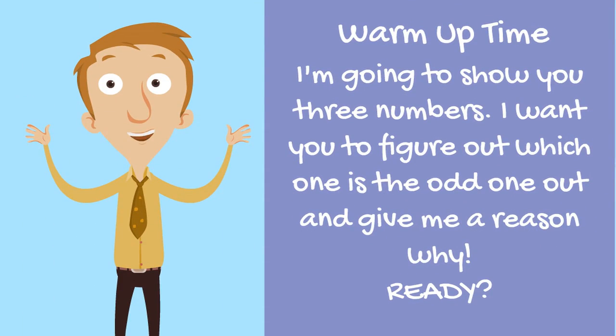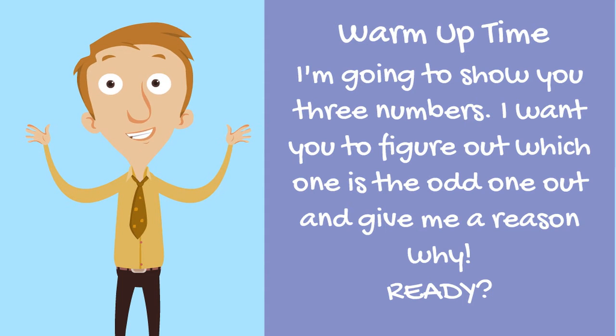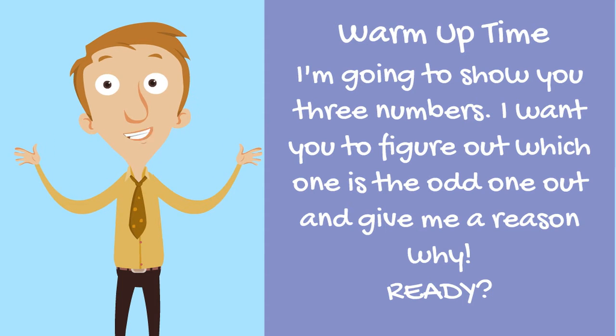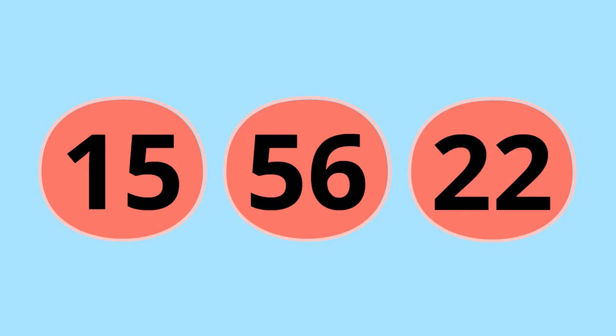I'm going to show you 3 numbers. I want you to figure out which one of the 3 numbers is the odd one out, and give me one reason why. Are you ready? Okay, here are your numbers. 15, 56, and 22. Pause the video and write down which number is the odd one out and why you think that.